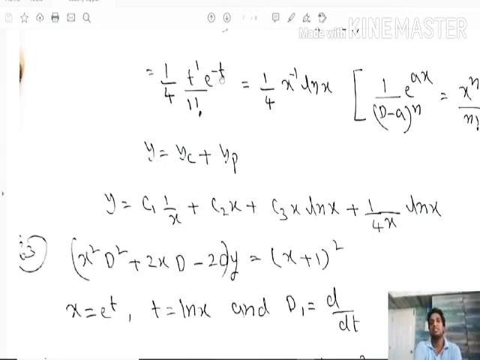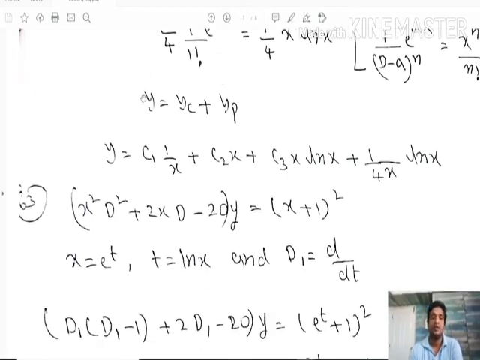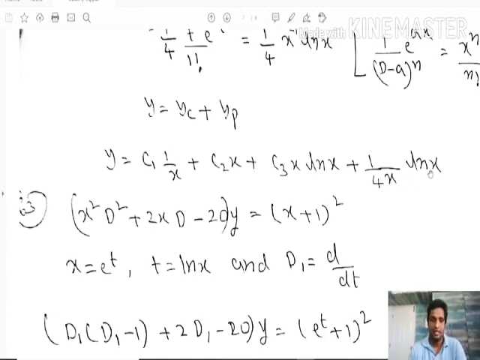Again we have to change the t values into x. Then 1 by 4 e power minus t, e power minus t will be x power minus 1 and t will be ln of x. So the total solution will be y is equal to yc plus yp: C1 by x, C2 x plus C3 ln x plus C4 1 by 4x into ln x.